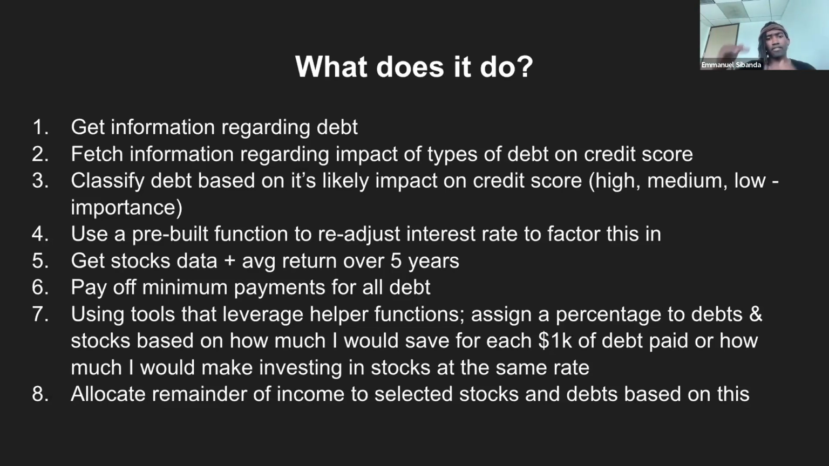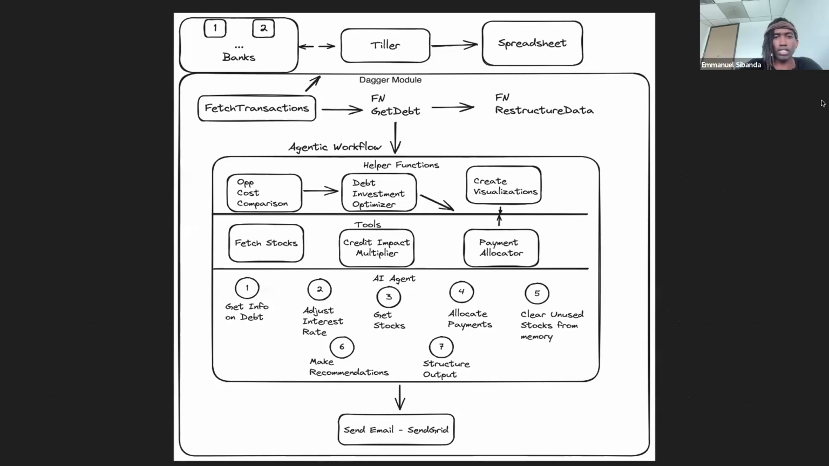The agent then pays off the minimum payments for all the debt. And then with the remaining money left, it uses a few tools and helper functions that I built to assign a percentage to the debts and stocks based on how much I would save for each 1,000 of debt paid or how much I'd make investing in stocks at the same time. So it's comparing and contrasting to see what would give me better returns. And then giving a percentage to each of those debts and investments, and then allocating the rest of the money based on that. That's what it does in a nutshell.